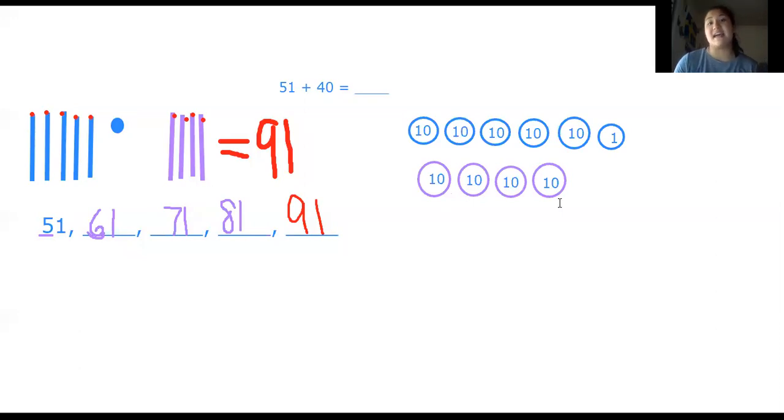All right, let's look at this together. So I drew 51 using 1, 2, 3, 4, 5 tens, or 5 dimes, plus 1 penny. And I drew 40 using 4 dimes, because a dime is worth 10. Now I can use this drawing to count how many total I have. I have 10, 20, 30, 40, 50. Let's count all the tens first. 60, 70, 80, 90, 91. So right here we have a total of 91 cents.